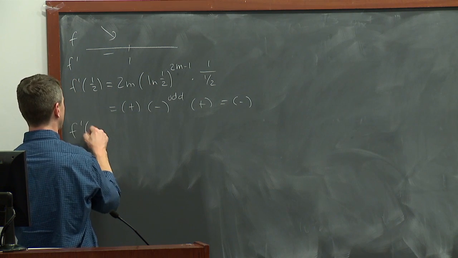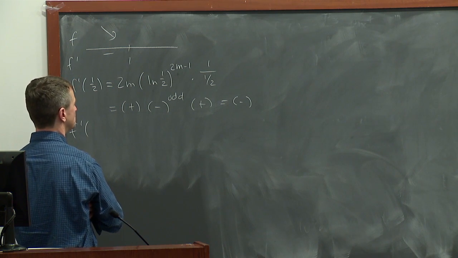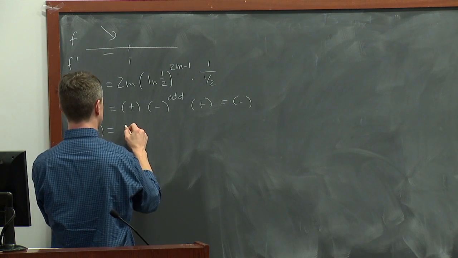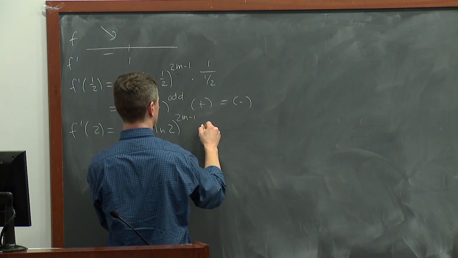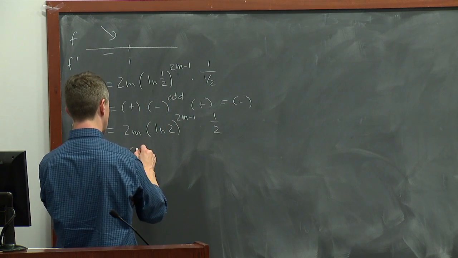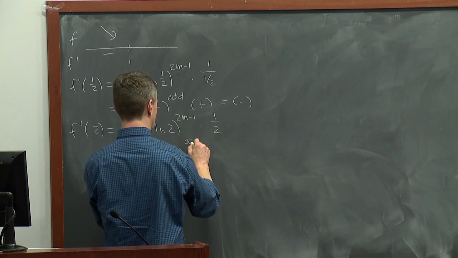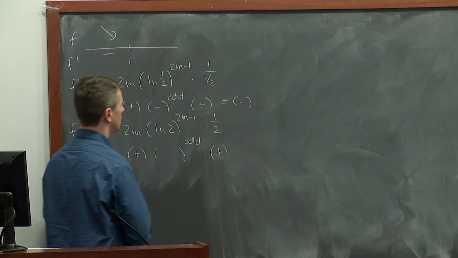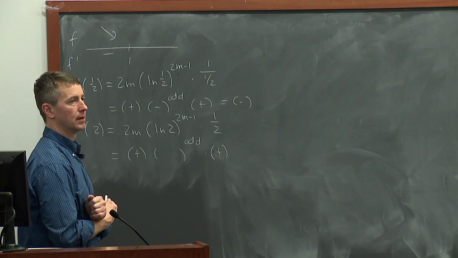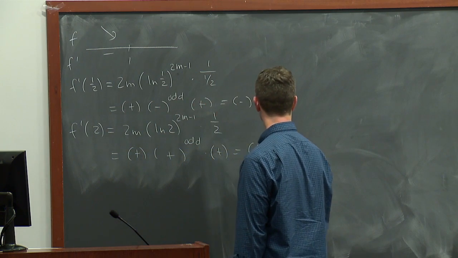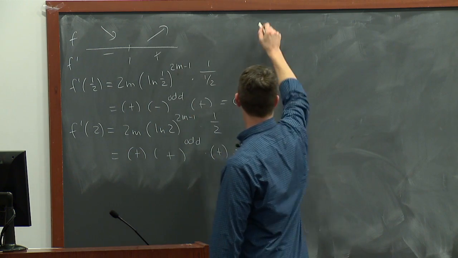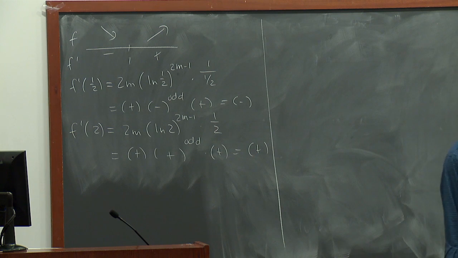What's the number we can pick on the right side of 1? 2? Sure. So we still get 2m. Now we get ln of 2 to the 2m minus 1. But ln of 2 is what kind of number? Positive, and a positive to whatever is positive. So what's our conclusion? x equals 1 is a local what? x equals 1 is a local min.